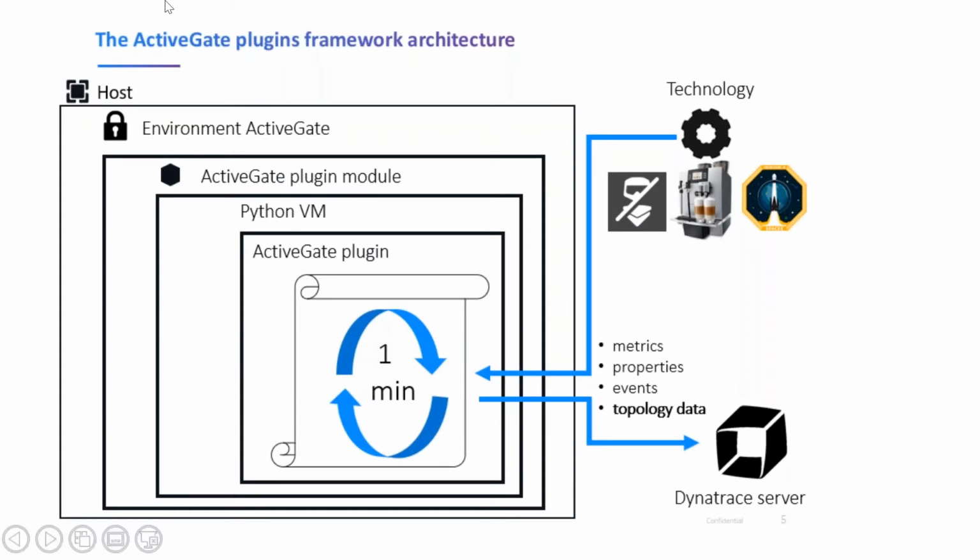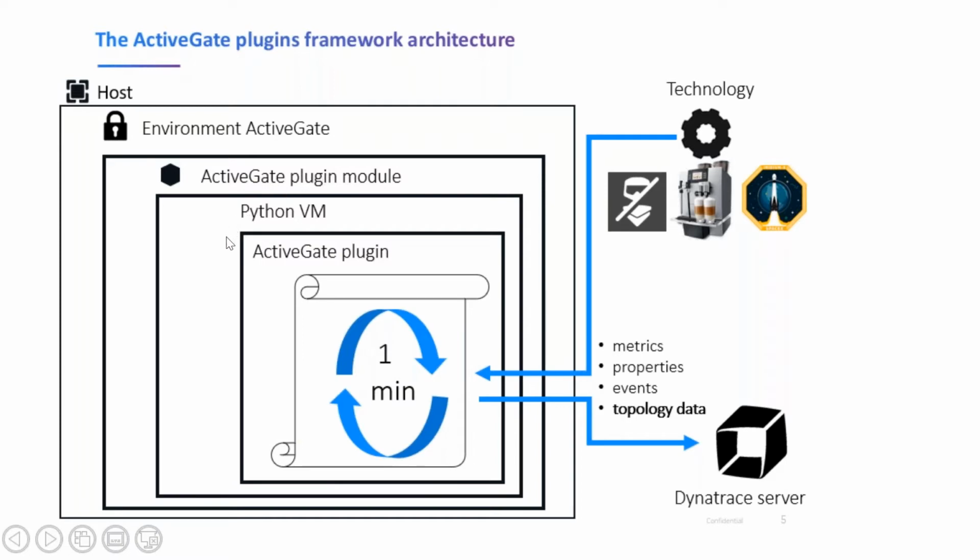Cool. So the ActiveGate plugin architecture looks like this. You have your environment ActiveGate, which a lot of customers already have for that OneAgent traffic consolidation and proxying. But within environment ActiveGates, and it's by default in the newest installs, is what's called the ActiveGate plugin module or the remote plugin module.